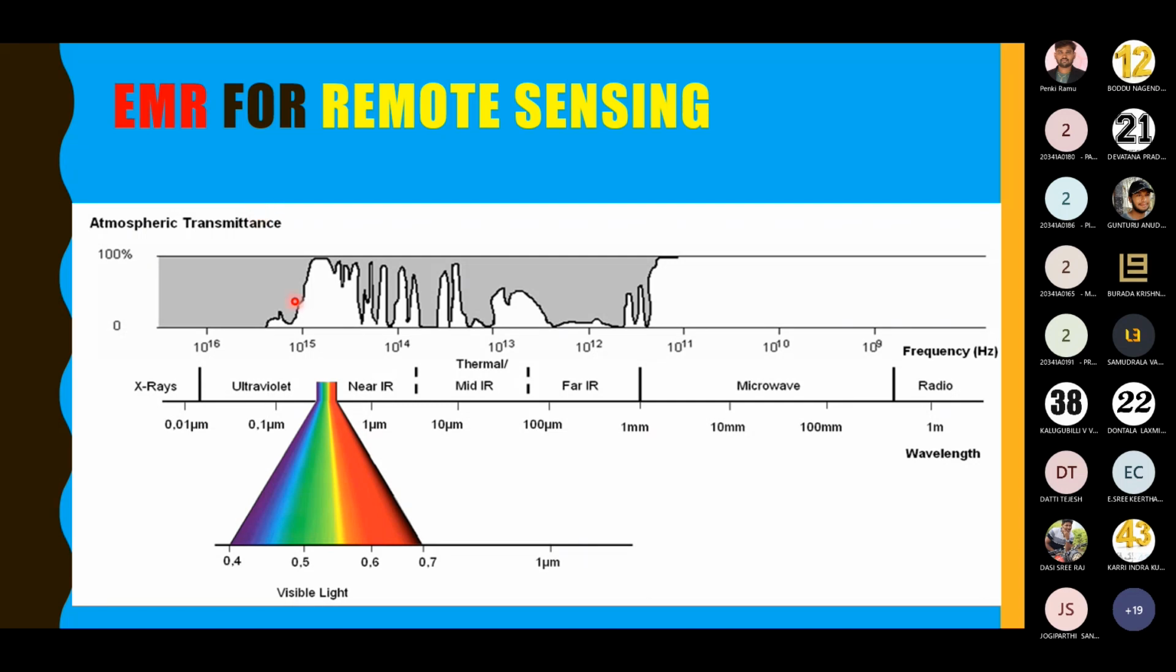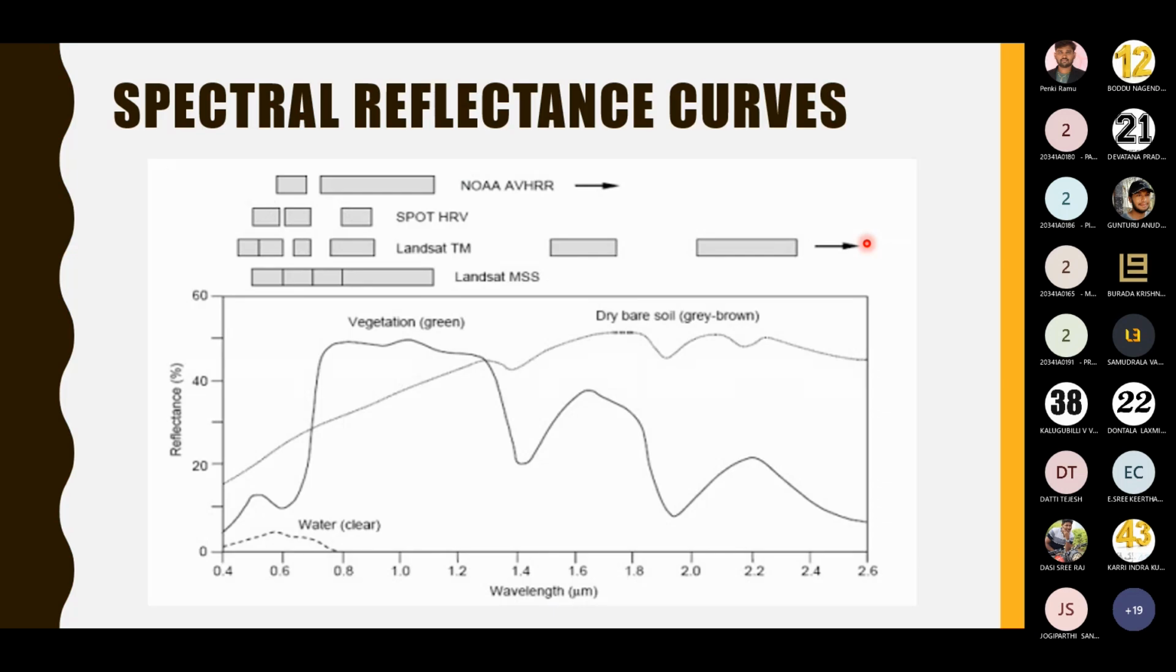But in the visible region, near infrared region, thermal region, and microwave region, the atmosphere is semi-transparent to completely transparent. So it is possible for us to study different Earth surface objects using remote sensing in those wavelength regions. These are simple spectral reflectance curves. Different objects interact differently with incoming electromagnetic radiation, and this radiation is characterized by wavelength. So here you have 0.4 micrometer wavelength energy, 0.6 micrometer, 0.8 micrometer, and so on.